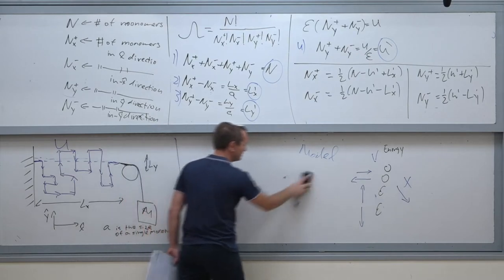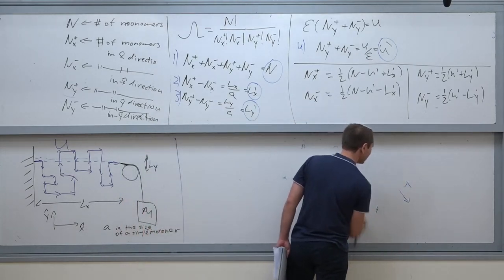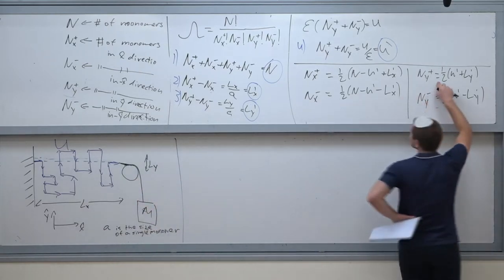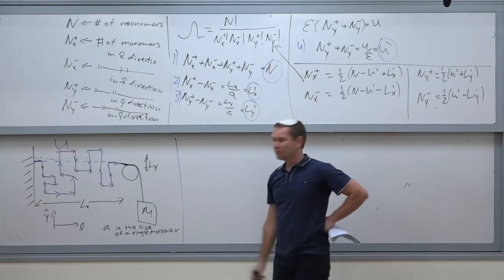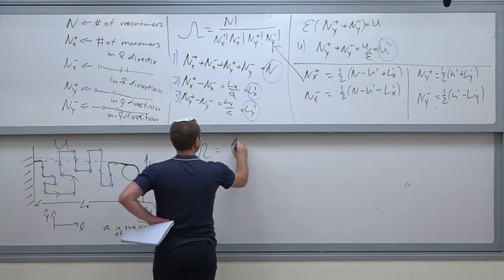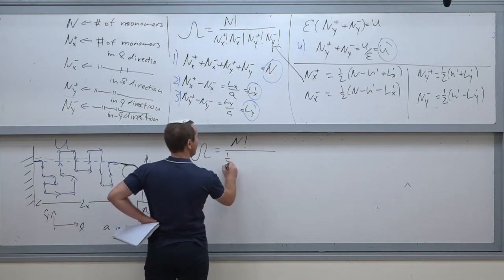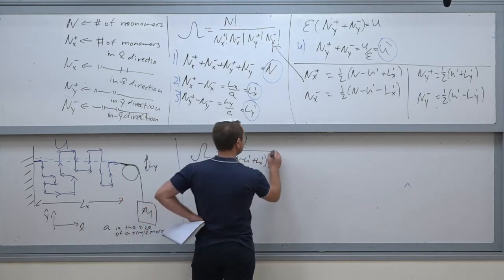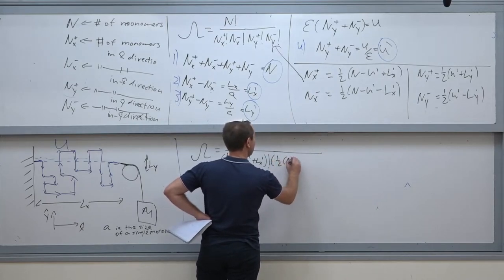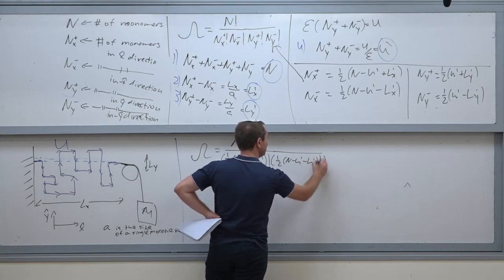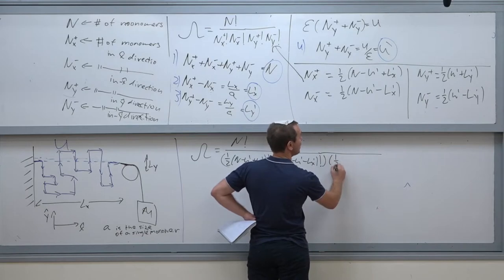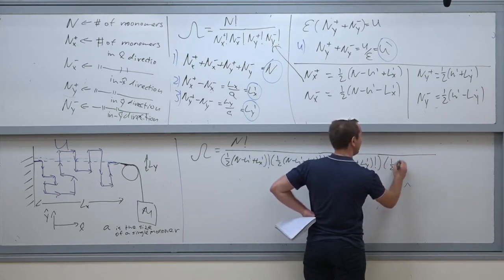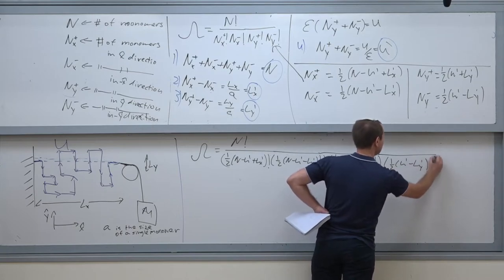The biggest problem with that is that this formula is awful. It's really, really awful. And what is this? We take those formulas over here and we substitute them into there. So omega is n prime divided by 1/2 (n minus U prime plus Lx prime) factorial, multiplied by 1/2 (n minus U prime minus Lx prime) factorial, multiplied by 1/2 (U prime plus Ly prime) factorial, multiplied by 1/2 (U prime minus Ly prime) factorial.